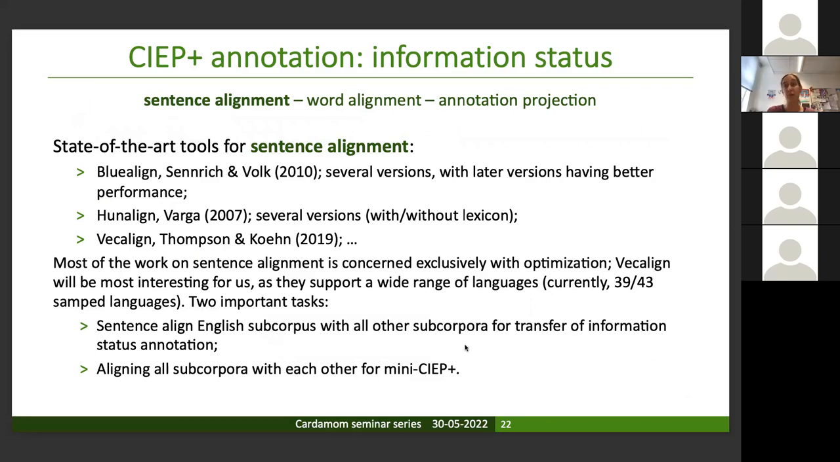Then, of course, if we want to do annotation projection, we need good sentence alignment, and we need partial word alignment. There are lots of state-of-the-art tools for sentence alignment, but most of them are purely seen as an NLP task. They concern themselves only with optimization and not really with practical applications. So far we think that VecAlign will be most interesting for us because it supports a really wide range of languages. And we will use VecAlign or another tool to sentence align the English subcorpus with all of the other subcorpora so that we can transfer information status annotation ultimately. And of course, we would do the same for mini-CIEP. We have to see how these two main tasks work together, or whether we can work on them in parallel.